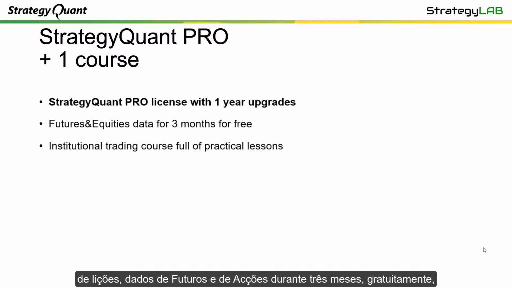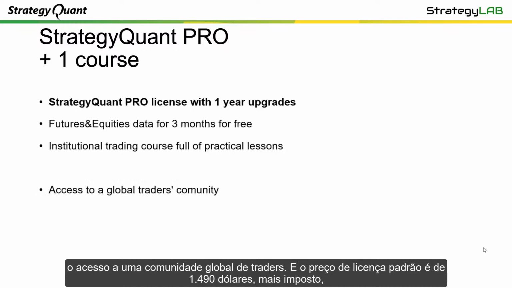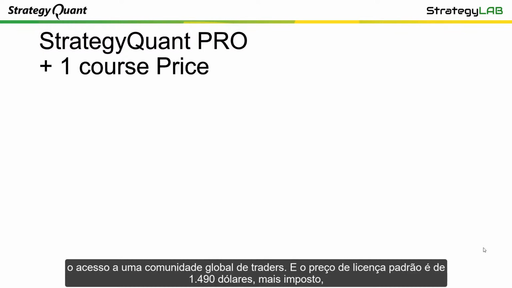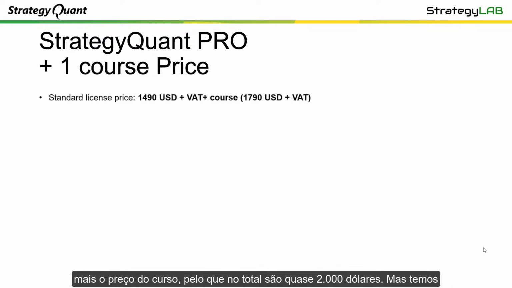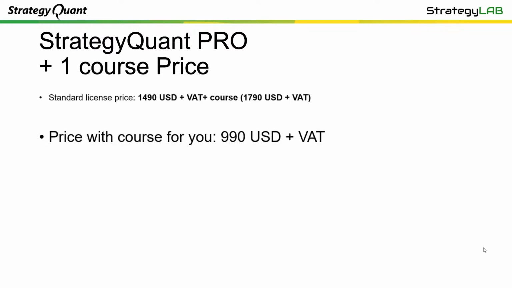Futures and equities data for 3 months for free. Access to a global traders community. And the standard license price is $1,490 plus VAT plus the price of the course. So in total, it's almost $2,000. But we've got a price of the license with the course for you for $990 plus VAT, of course.